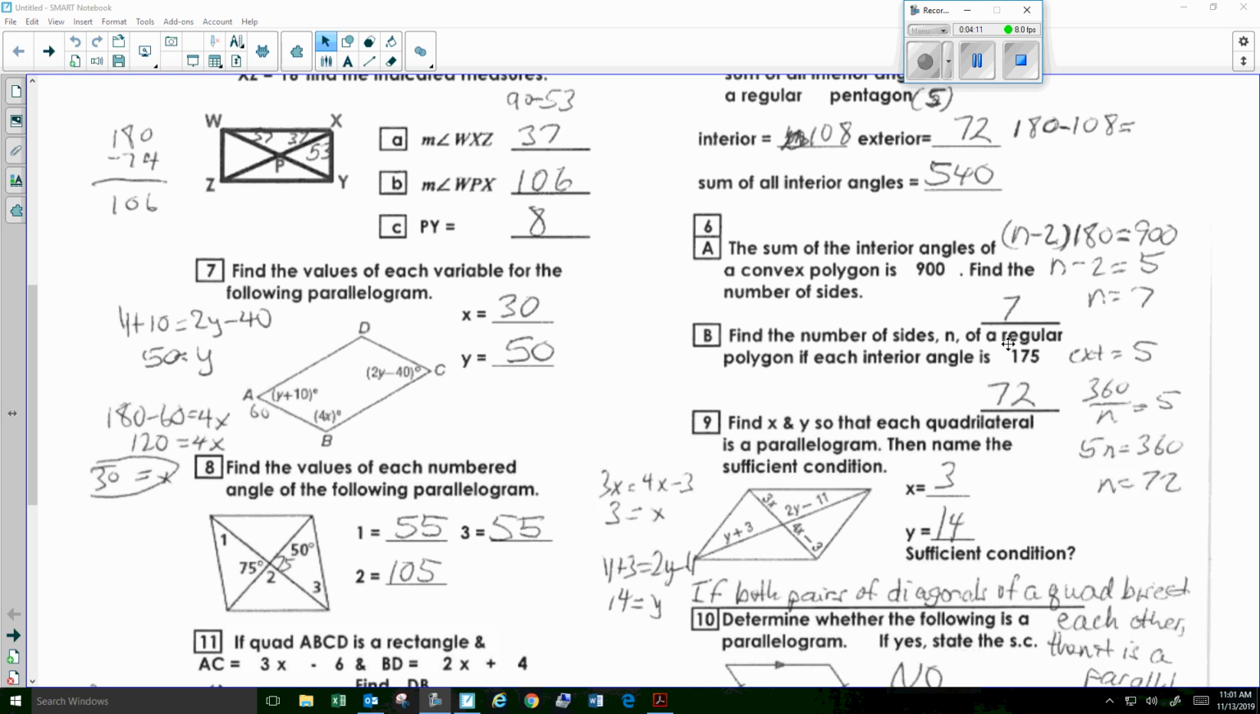Find the number of sides n of a regular polygon if each interior angle is 175. Remember, if the interior is 175, the exterior is 5. If I do 360 divided by the number of angles, then that must equal 5 degrees. Cross multiply, I get 5n equals 360, divided by 5 on both sides, you get n equals 72 sides.